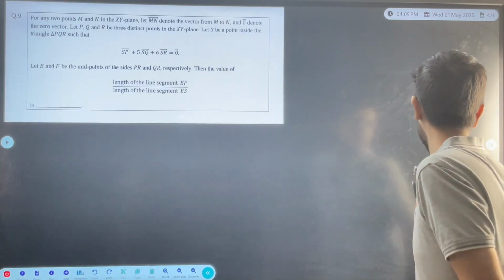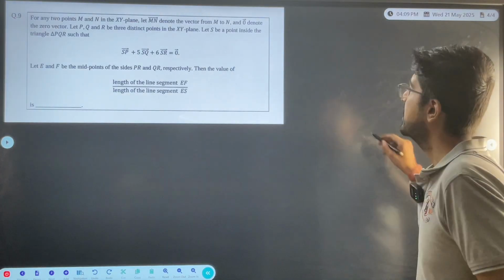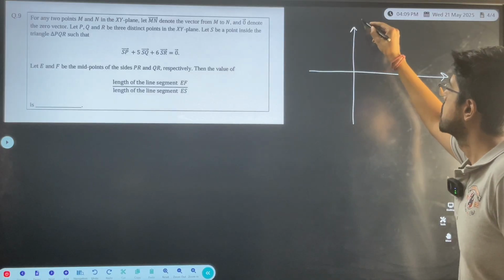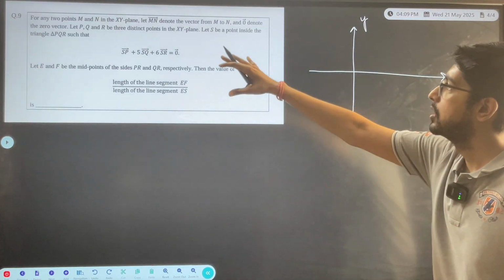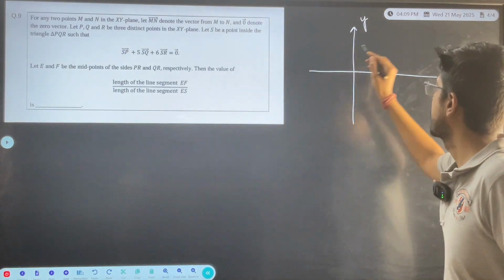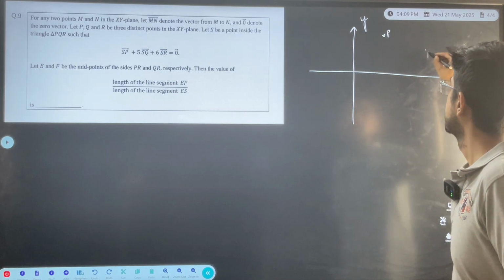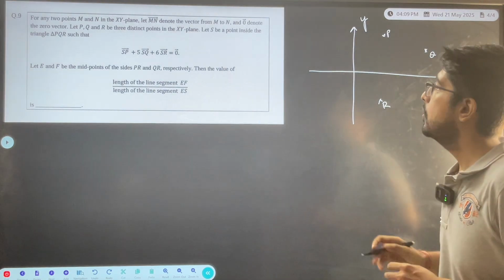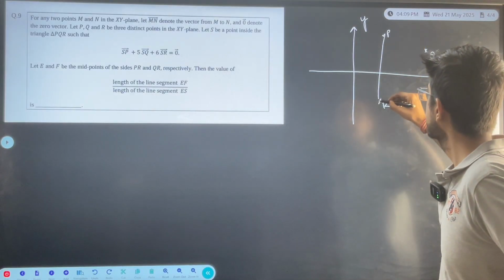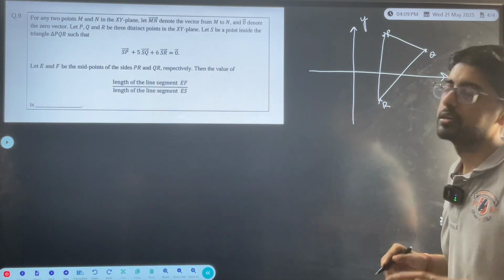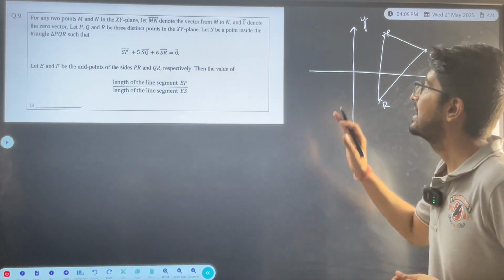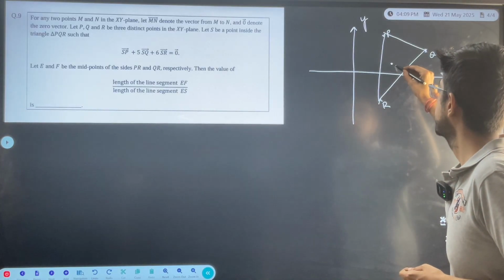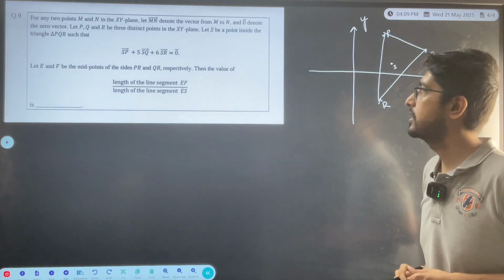What's given in the question is that we have got the xy plane and we have got three distinct points P, Q, R. Let me denote this by point P, this with point Q and this with point R. Now, if I join PQR, I will get a triangle. Let S be a point inside the triangle. So let me call my point S somewhere here.